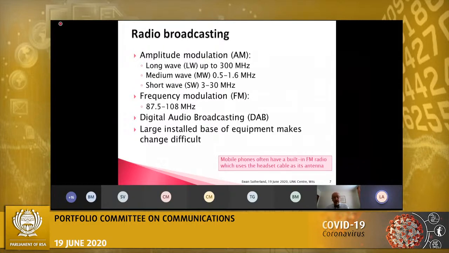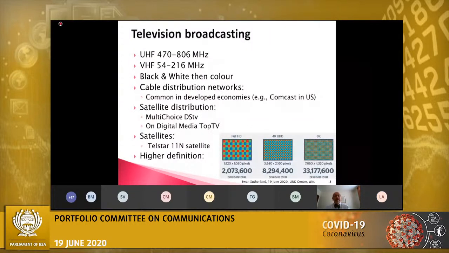Another, just as a side comment, most mobile phones have in them an FM radio. In order to use that, you have to plug in the headset, using the cable in the headset as an antenna. But what that tells you is that you can now hide the whole of a radio inside the electronics of a smartphone. It's got that sophisticated. Television broadcasts have changed frequencies. They were once upon a time in black and white, then they were in color.